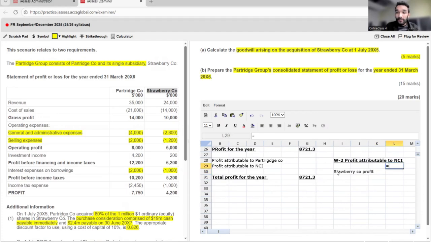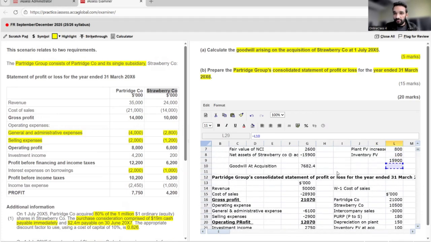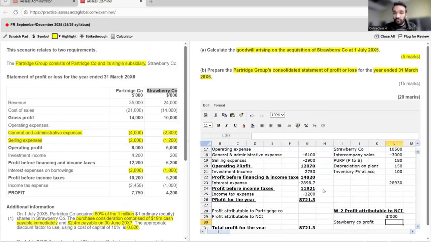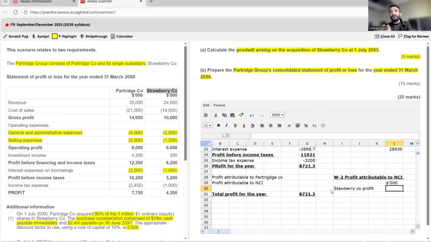And make sure that you time apportion those profits, because this is not a full year acquisition. We have recognized the NCI from 1st July onward. So the whole year profits are 4,200, but 4,200 into 9 by 12, right? This is going to be 3,150. Now we have to make certain adjustments.